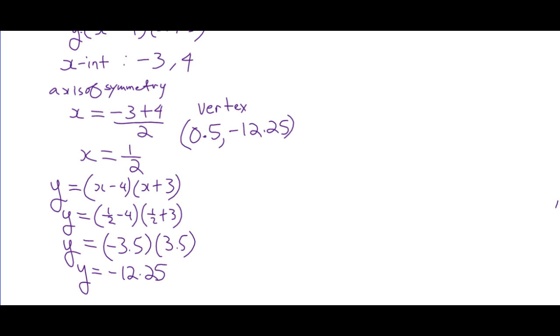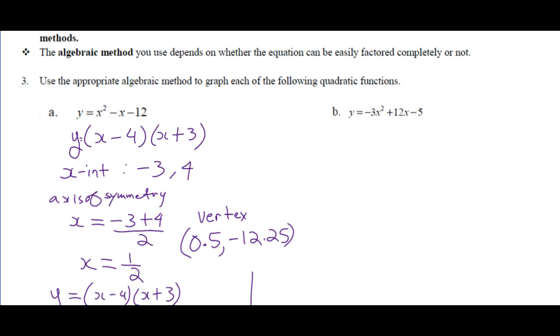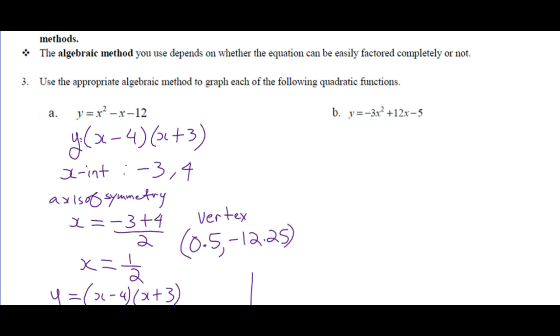We're supposed to graph this. So I want to draw a sketch. Okay, let's go back, review. What do we know? Which way does it open? Come on, you got a 50-50. Which way does it open? It opens up. Okay, it has x-intercepts at -3 and 4.